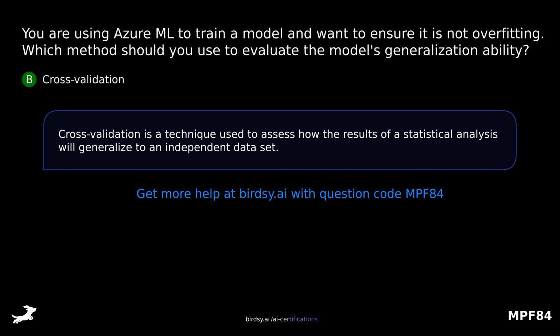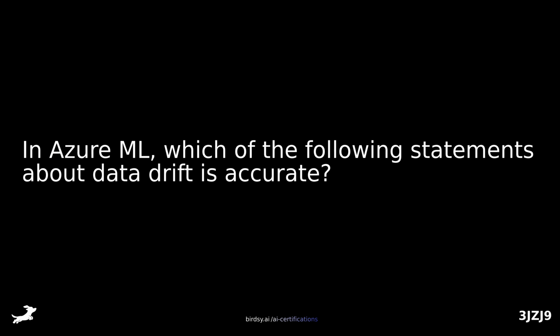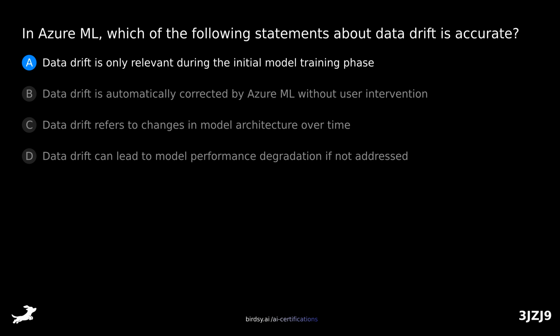Cross-validation is a technique used to assess how the results of a statistical analysis will generalize to an independent dataset. In Azure ML, which of the following statements about data drift is accurate? Is it A, data drift is only relevant during the initial model training phase? B, data drift is automatically corrected by Azure ML without user intervention? C, data drift refers to changes in model architecture over time? Or D, data drift can lead to model performance degradation if not addressed?